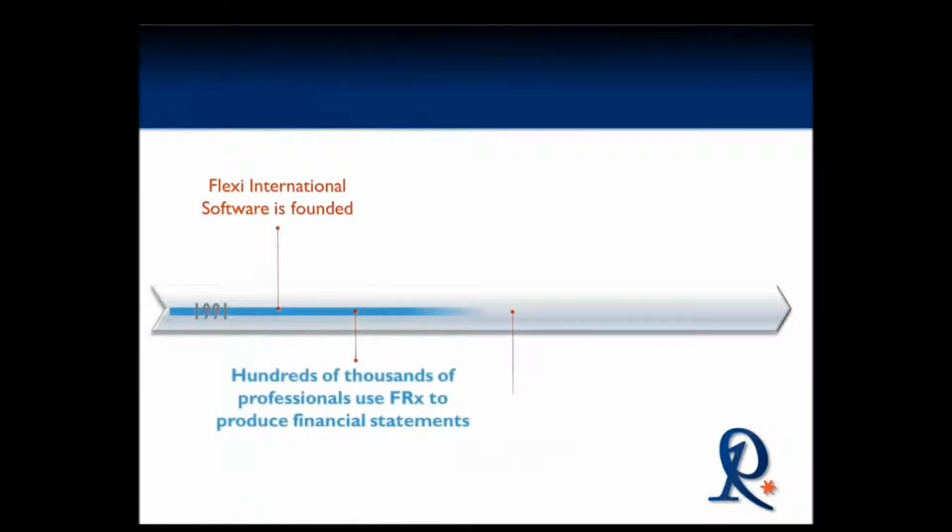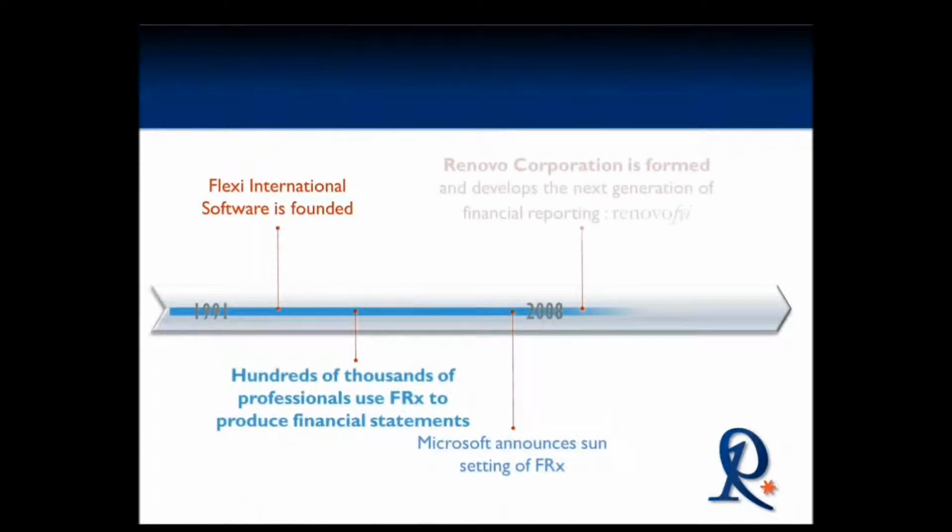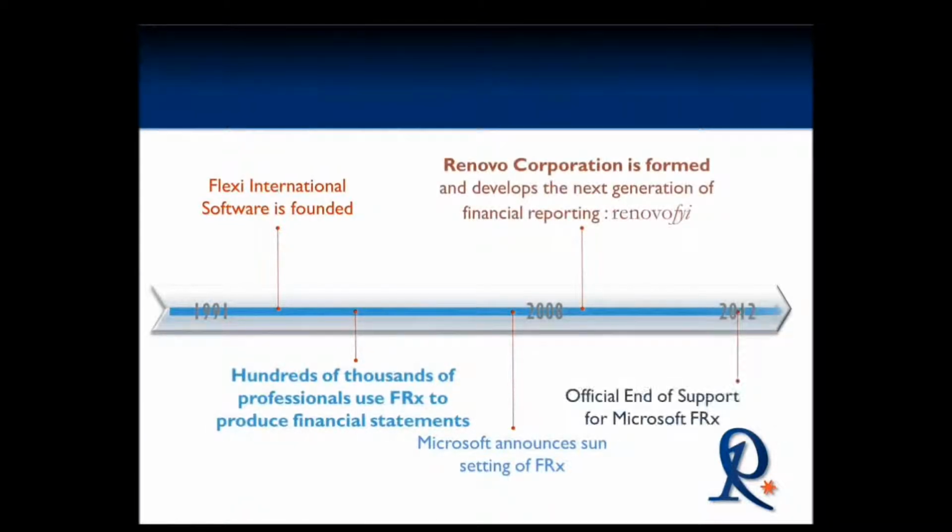A little bit about the company. We're just going to do a couple of slides, and I really wanted to spend the hour in the product itself. But Renovo Corporation is a division of a company called Flexi International Software, and Flexi is a general ledger, ARAP, fixed assets ERP system that used FRX as its primary report writer for all of its users worldwide.